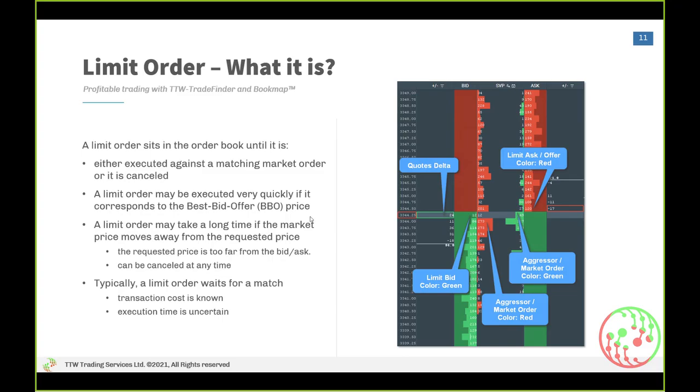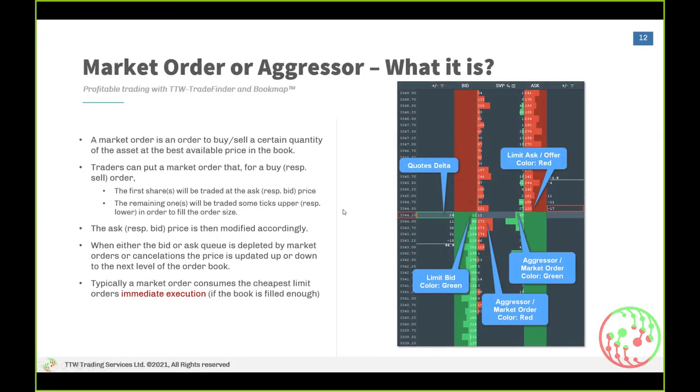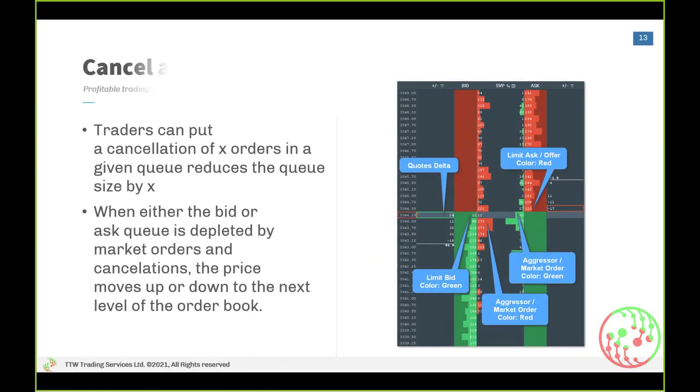Okay, guys, so limit order, what it is, I think it's clear. Market order or aggressor, what it is, I think we talked about that as well. I put this in this documentation just for you to go through and to make sure you understand this really important instrument of an order book, because it gives you so much information back. You shouldn't miss that.